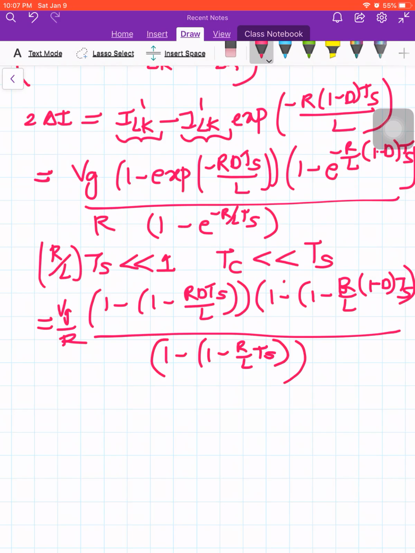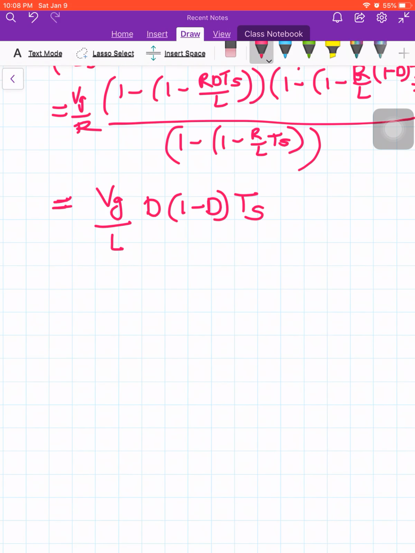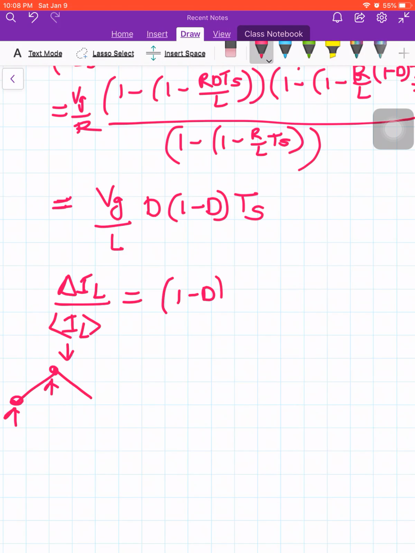So when we simplify that expression, we end up with Vg by L into D into (1 minus D) into Ts. So this is the approximated current ripple, and if we try to find its percentage with respect to the average value, that is, we found this by taking the average of the minimum and maximum of the ripple, we get (1 minus D) into r Ts by 2L.